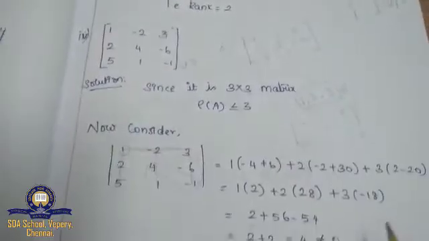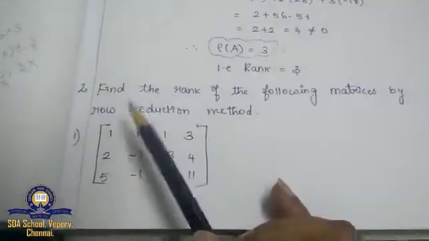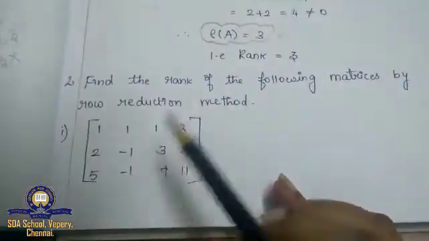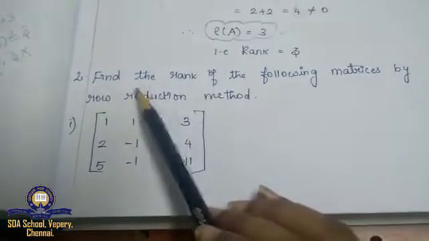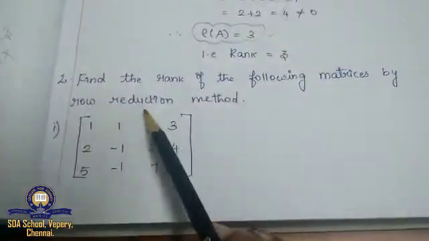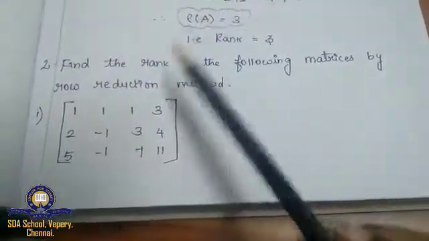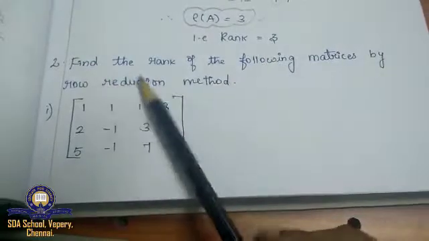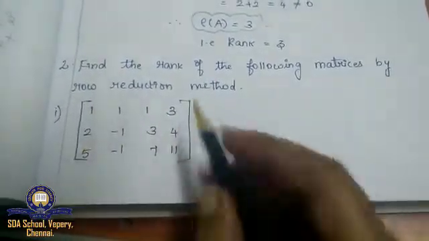Next we'll move on to the second sum. So in the second sum, see the question, you'll be having 3 subdivisions, but all the 3 are same only. So see, find the rank of the following matrices by what method? Row reduction method. So the previous one was what method? Minor method, and this one is the row reduction method. So see the matrices here.